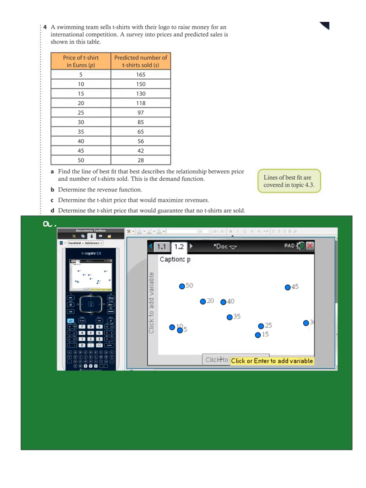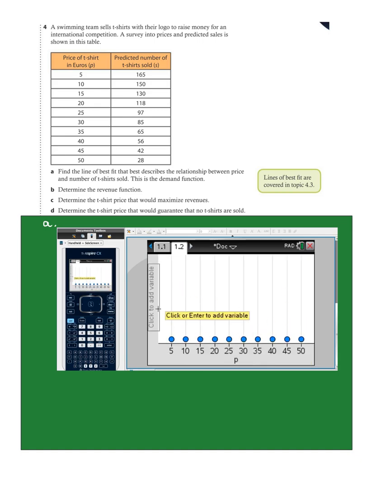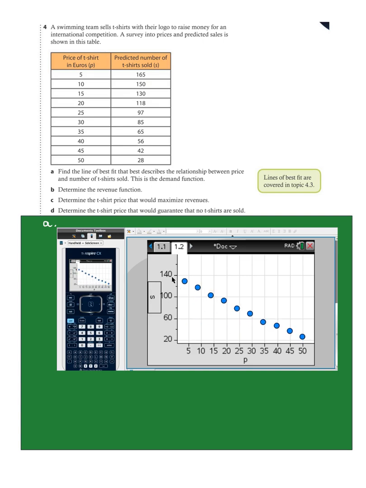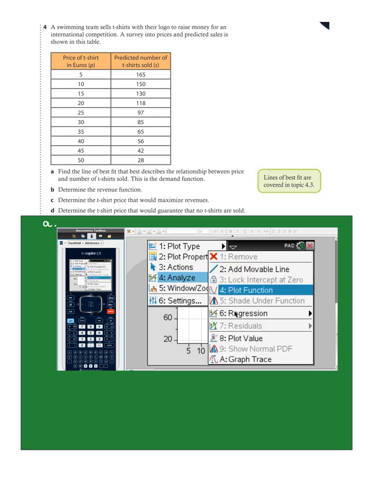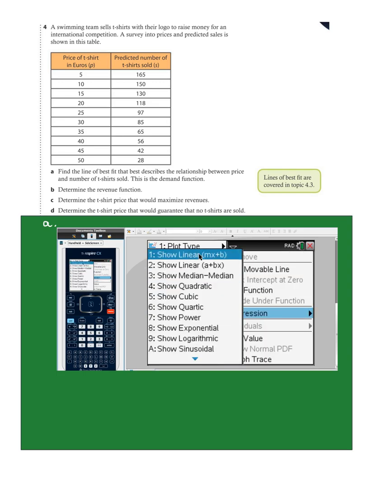Click on that. We'd like to put price along the x-axis, so we click on that and choose P, and we're going to add S on the y-axis. Now that's as we'd expect. As the price increases, the number of t-shirts sold decreases. Now you've got a menu, Analyze, Regression, and Show Linear. Now the reason we do linear, look, there's quadratic, cubic, quartic, power, is because it did look like a straight line, right? The line of best fit.